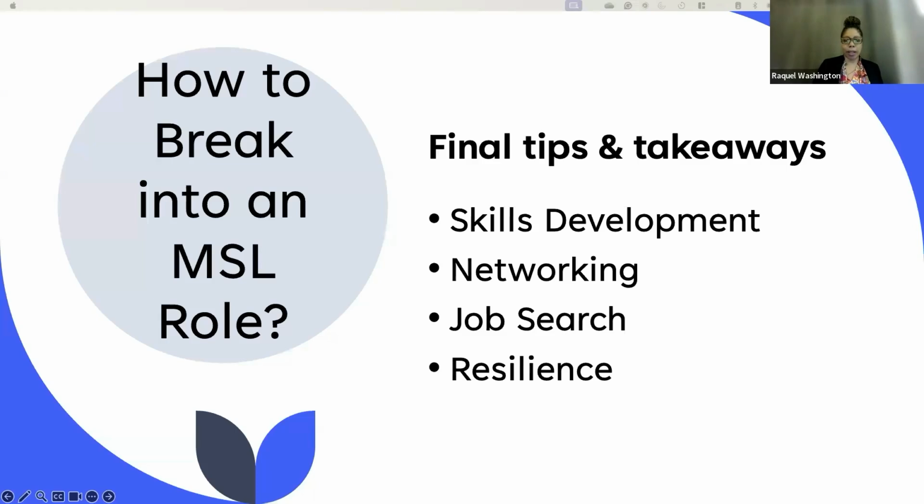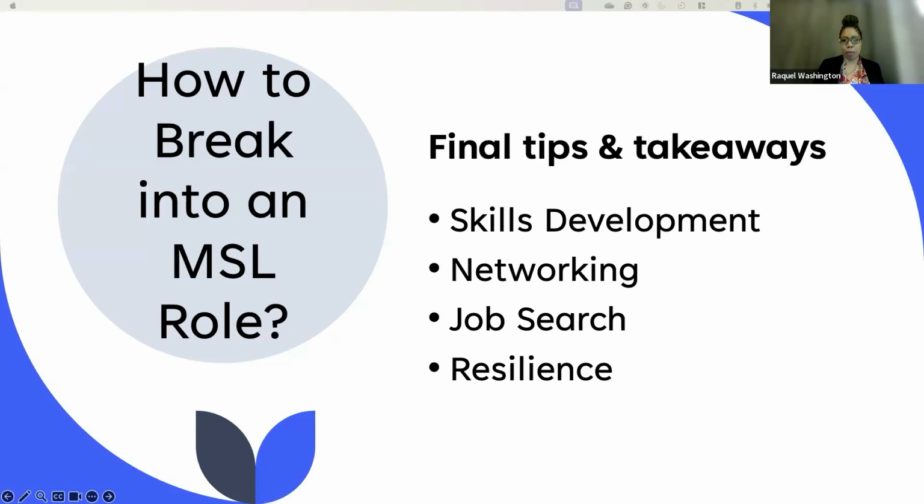So how to break in, like I said, skills development. Look at that job description. What are the skills that you have that match it? And the ones that you don't, how can you go about developing them? There's training on LinkedIn, there's podcasts and things like this that you can network and learn and ask people about their roles. There's lots of different things that you can do.